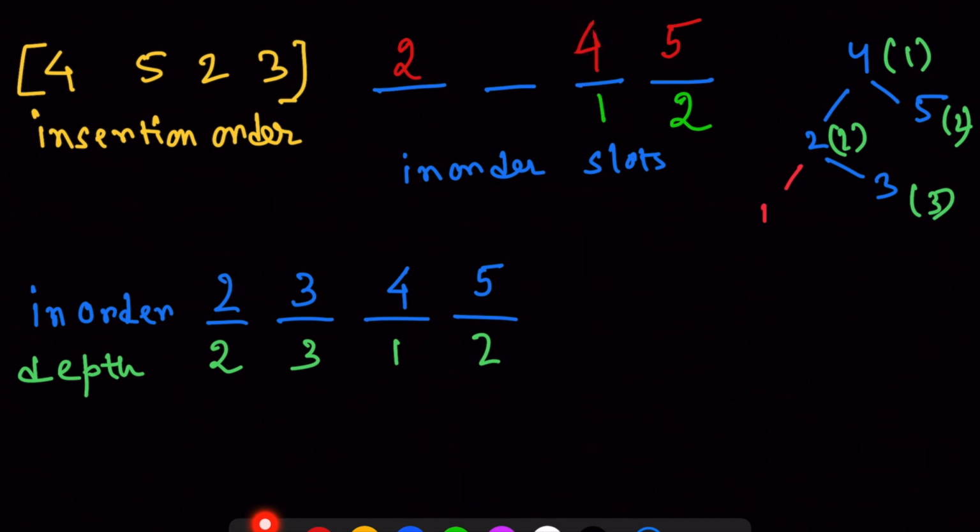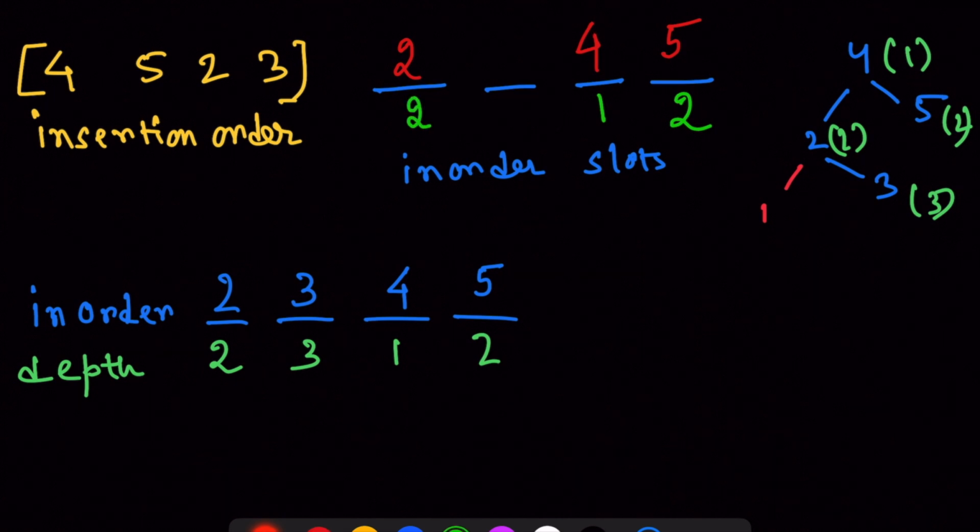What is the parent of 2? That is 4. Because 2 is the left child of its parent, in this slot the parent will be at the right side. So at the right side we have 4. We don't have 3 yet, right? So 3 we have not inserted. So at this insertion order, at this moment, we'll see at the left side or right side. At the right side we have the parent. Its depth is 1. So the depth of 2 will be 2.